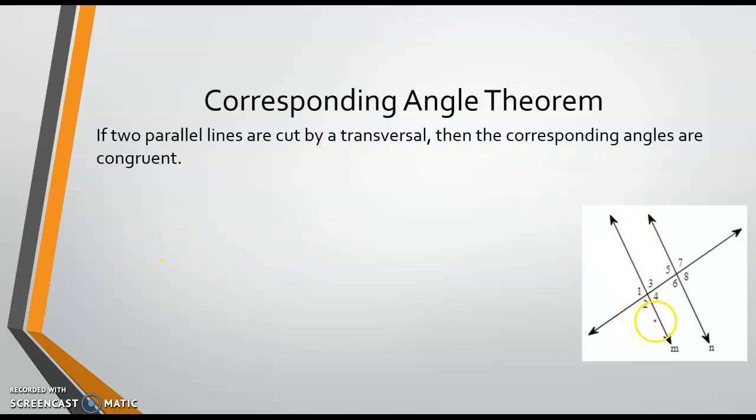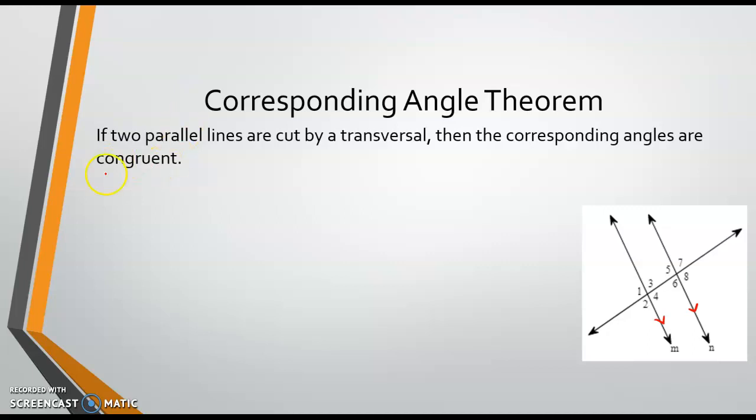cursor, not my writing utensil. And a lot of times you'll see arrows drawn in the middle of your line to indicate that they're parallel. So if two parallel lines are cut by a transversal, then the corresponding angles are congruent.